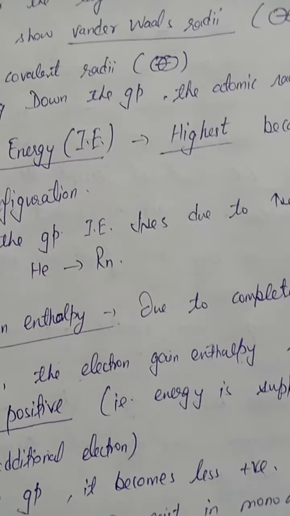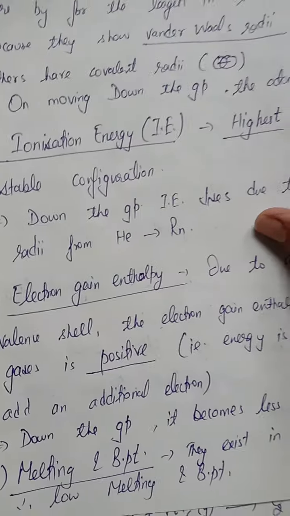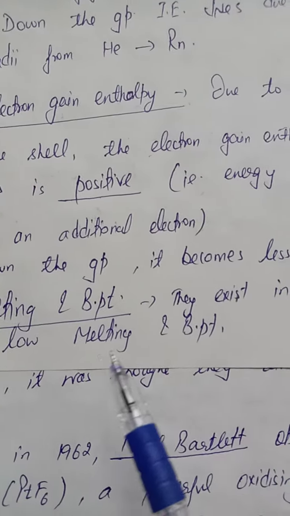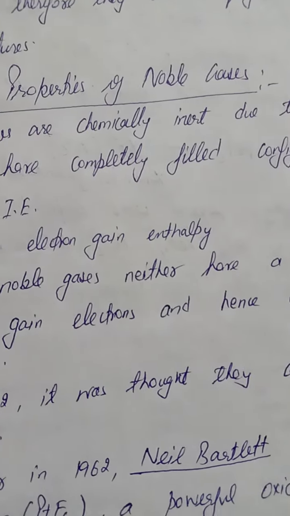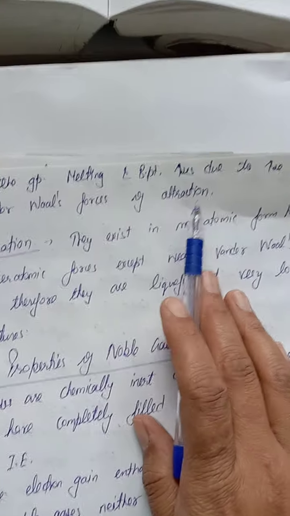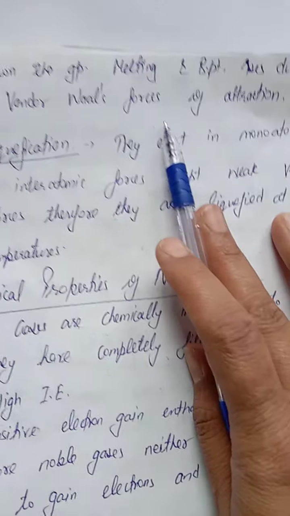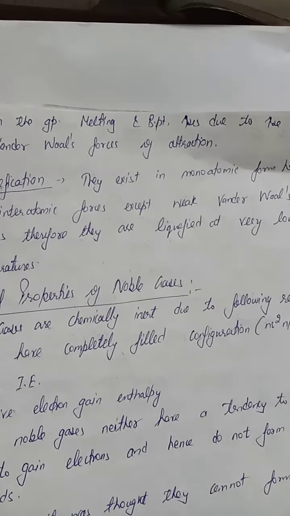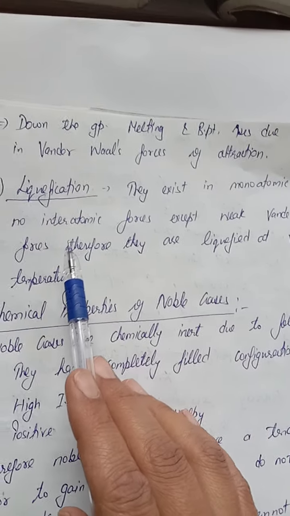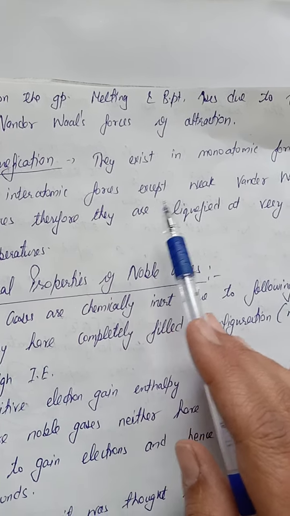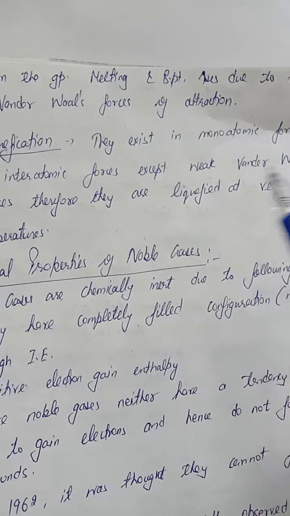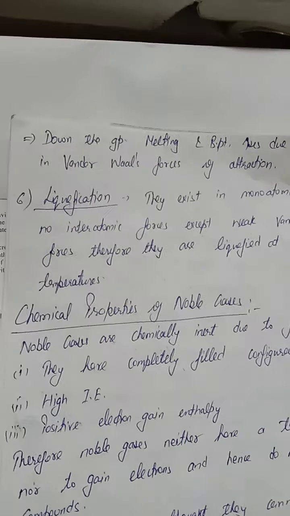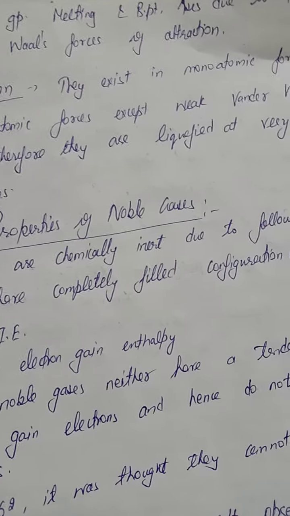Next we'll move to melting and boiling point. Because they exist in monoatomic form, they have low melting and boiling points. Down the group, melting and boiling point increases due to an increase in van der Waals forces of attraction. Next is liquefaction. Because they exist in monoatomic form, interatomic forces are weak, therefore they can easily liquefy at very low temperatures. So this is all about physical properties.